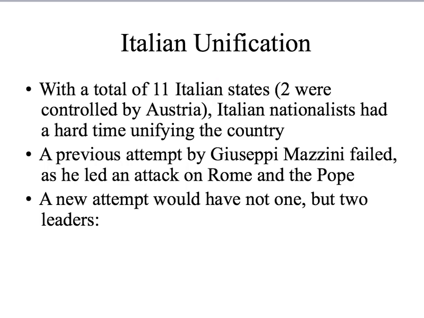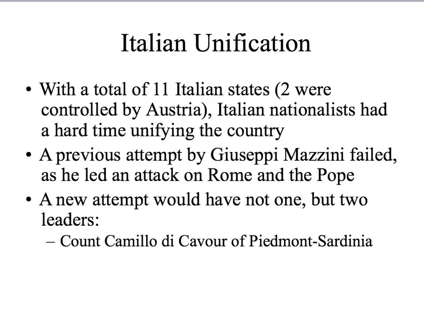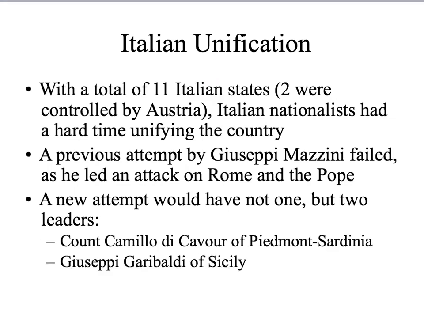This new version of unification will come not with one person, but actually 2. The first is a politician. His name is Count Camillo di Cavour, and he's of Piedmont, Sardinia. Yes, the same Piedmont, Sardinia that volunteered to fight in the Crimean War. The second was Giuseppe Garibaldi of Sicily, who is a writer and a patriot and led a nationalist group called the Red Shirts. I wonder why.